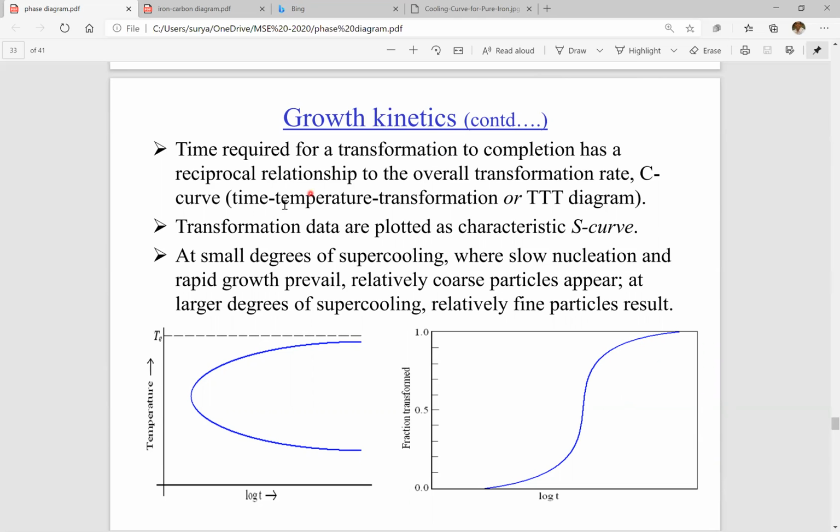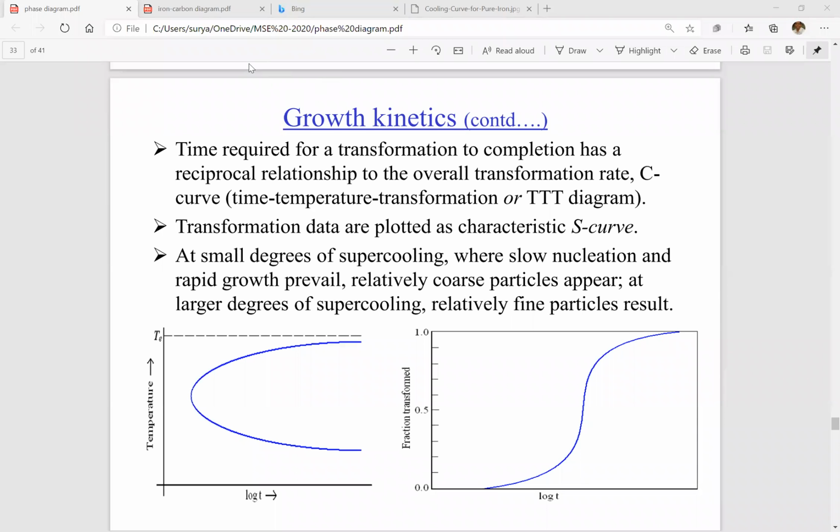So this is the C curve. C curve means the time temperature transformation, the TTT curve. It is one of the most important curves in the material science diagram. I will go through this after the completion of the iron carbon diagram. Still, the iron carbon diagram has not started.